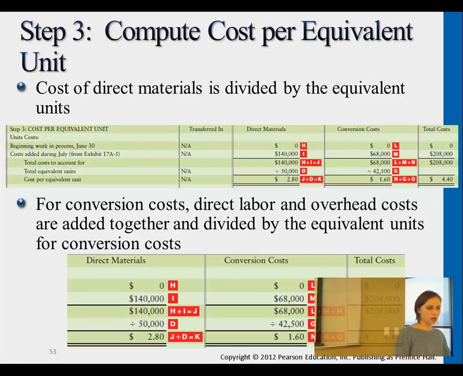I'm taking my cost of direct materials and dividing by the equivalent units, right? So 140,000 divided by 50,000, and I get $2.80. Who's not lost? Where did you get the 140,000?